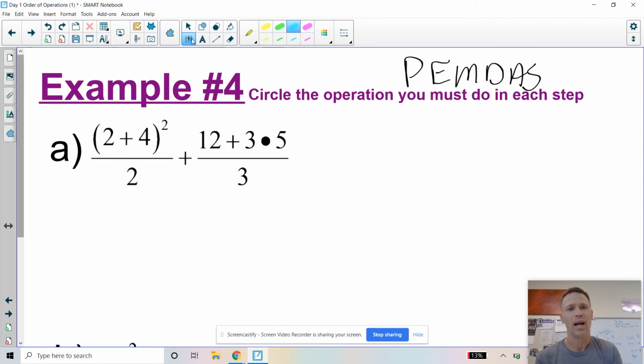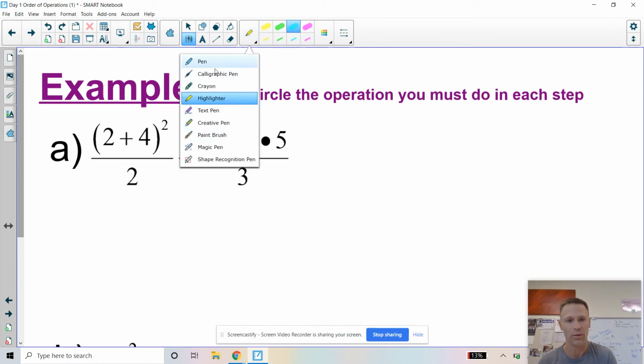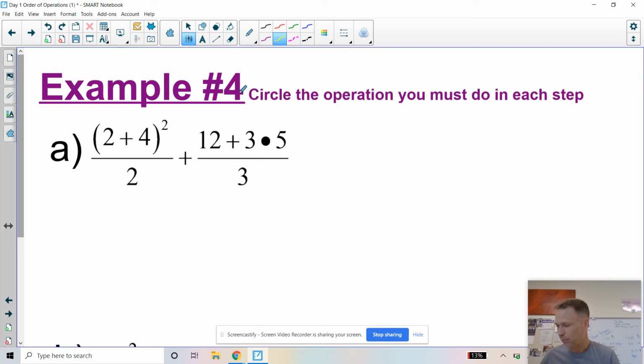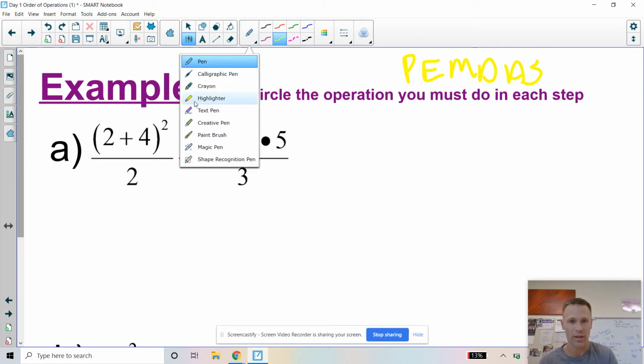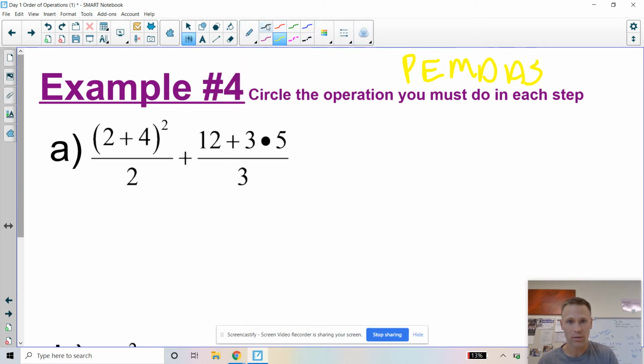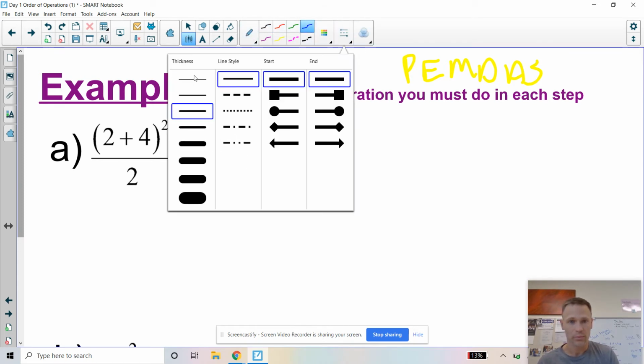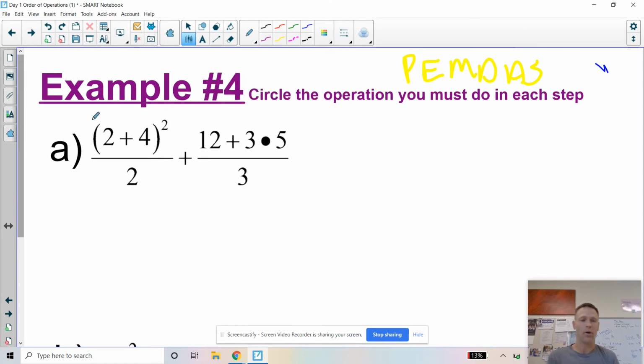All right. Same kind of thing here. I wanted to show this example because it's rather complicated, so you can watch me doing it all the way through. So what do we have going on? I have two fractions, and I'm going to work them one at a time, one step at a time. So again, parentheses, exponents, multiplication, division, addition, subtraction. I want blue or something, and I want it thin. There we go. All right, cool.